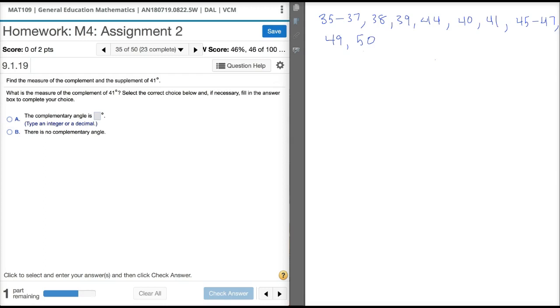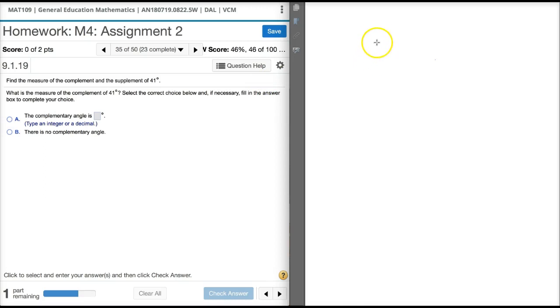We're going to start off with the topic of complementary and supplementary angles, and questions number 35, 36, and 37 go through that. So I'm going to go ahead and erase these, and we'll talk a little bit about complementary and supplementary angles, and then we will calculate.